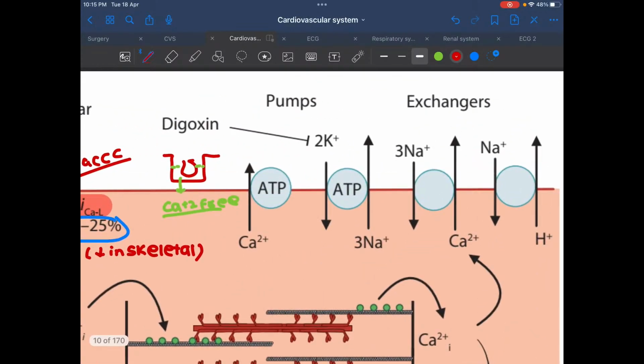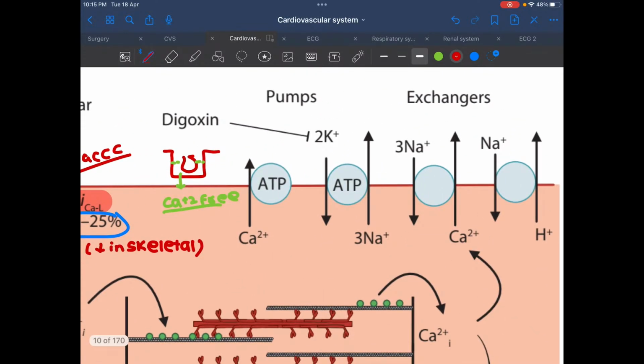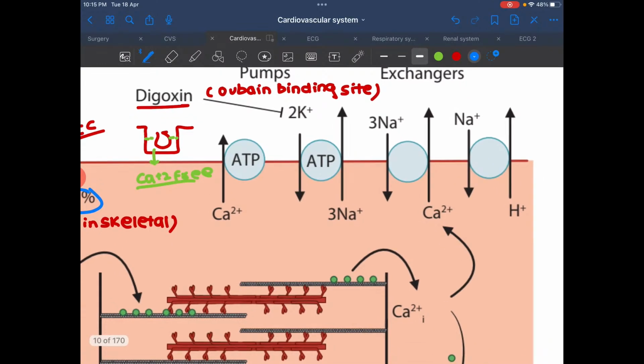And don't forget our friend, that is your 3-sodium 2-potassium ATPase, the sodium potassium ATPase. And what was it inhibited by? It was inhibited by digoxin. Okay? And where does digoxin bind? Very important MCQ. It binds to the ouabain binding site. Okay? It binds to the ouabain binding site. And digoxin, I think you might be knowing the mechanism as well.